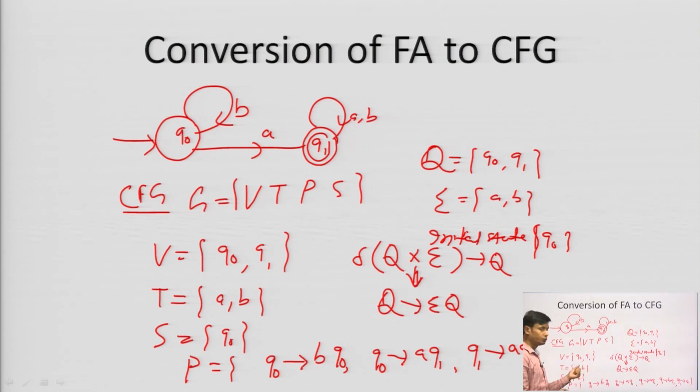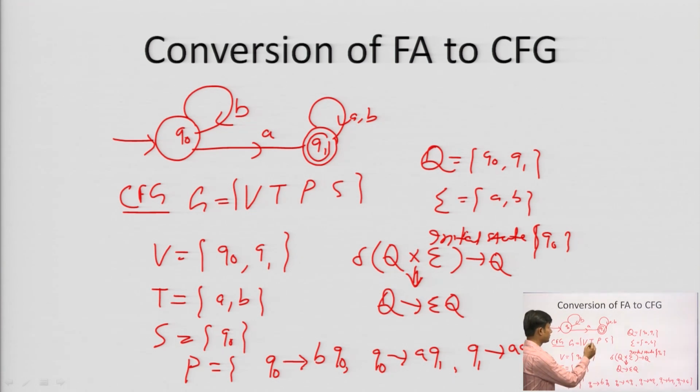Here Q0 and Q1 are the variables, and A, B are the terminals, whatever input alphabet is in the finite automata. Q0 is the initial state and the productions are Q0 to B Q0, Q0 to A Q1, Q1 to A Q1, Q1 to B Q1, and Q1 to epsilon. So whatever string is accepted by the finite automata is also generated by this context free grammar.